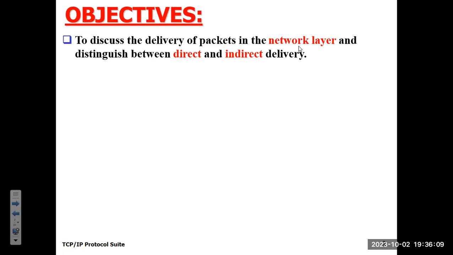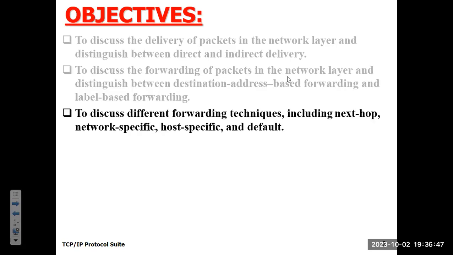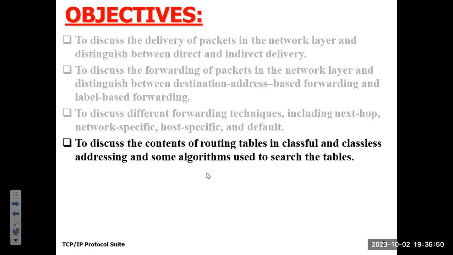So now we'll talk more about the communication. That's why we say, how do we deliver the packets? What is the name of the data in the network layer? We call it packets, right? So now we will discuss the delivery of the packet in the network layer and the difference between direct and indirect. So we'll see that. Then we will go over the concept of forwarding. What does forwarding mean? And this forwarding is going to be based on the destination address, or based on the label. We will discuss that in detail.